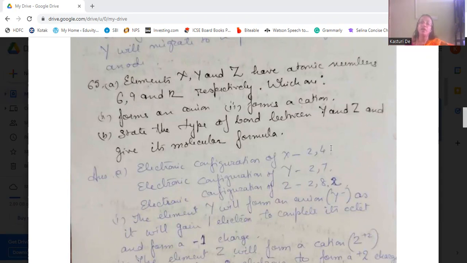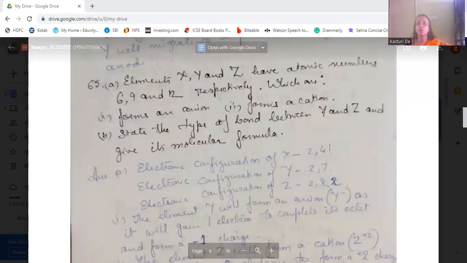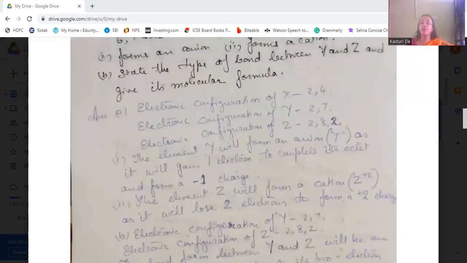Y will gain 1 electron to complete its octet, and therefore it will acquire a negative charge, that is, 1 negative charge. Then element Z will form a cation, as it will lose 2 electrons to form a +2 charge.